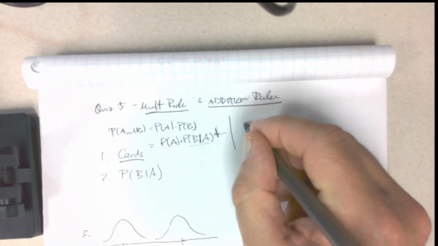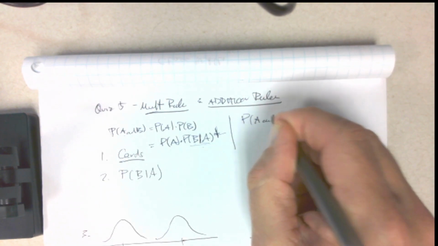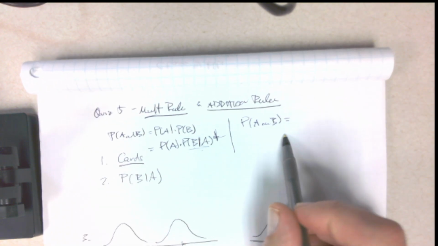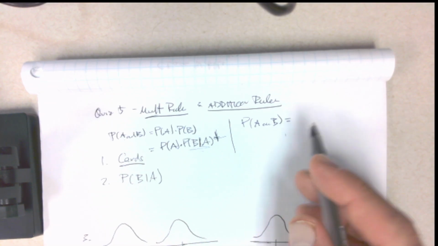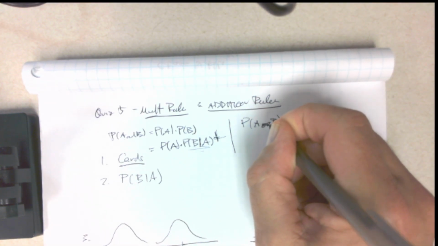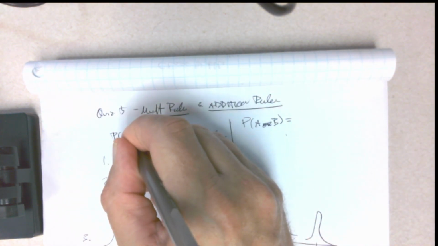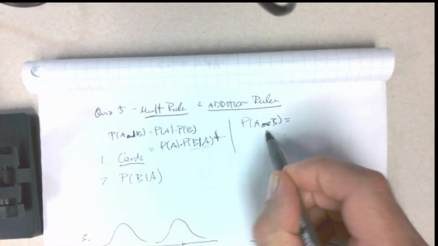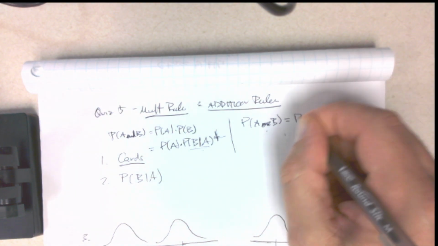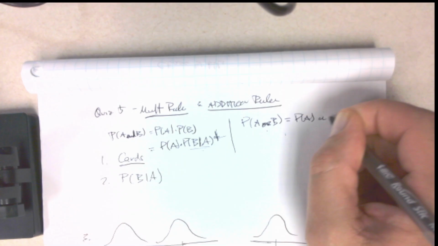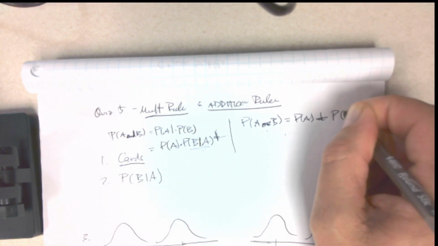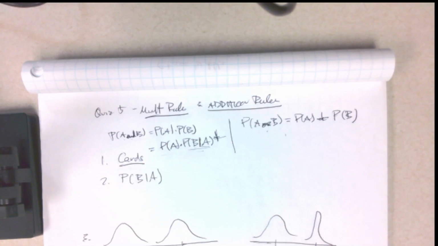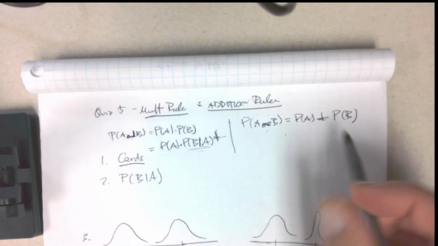All right, and then the addition rule is for at least one of the events to happen, A or B. This is an "or." So this is an or, and this is an and. A or B, either one to happen, you add probabilities. That's add. All right? And so that's why it's the addition rule.